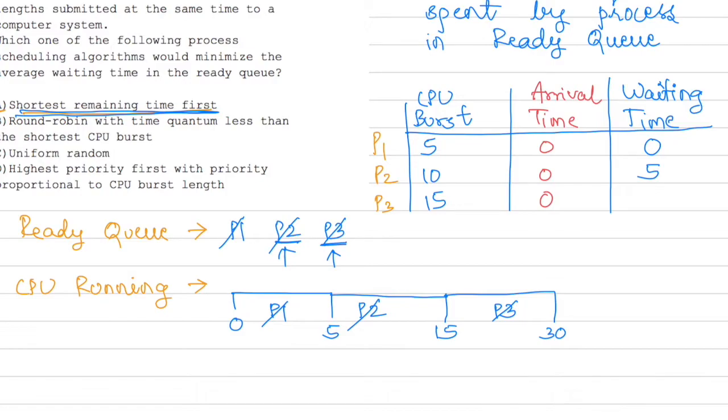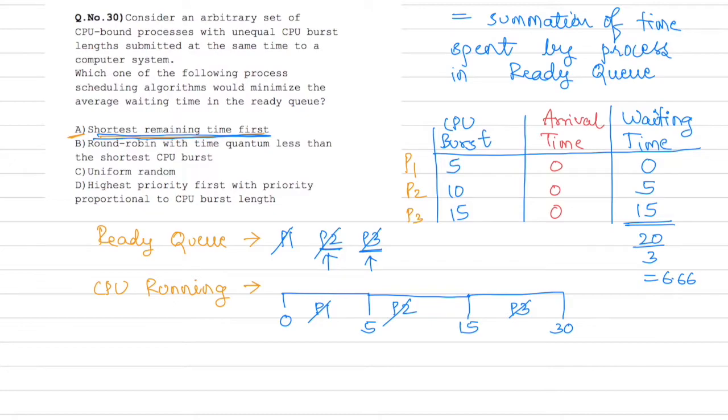And similarly, if you focus on P3, it also arrived at time 0. It was in the ready queue at time 0. However, from 0 to 15, it was just waiting, and it got the CPU at 15 seconds. So it was waiting for 15 time units. Let's calculate the average of this. This becomes 20 divided by 3, which is equal to 6.66. So 6.66 is the average waiting time for the first option, which is shortest remaining job first. So I've noted that down. Now we'll go for the next option.